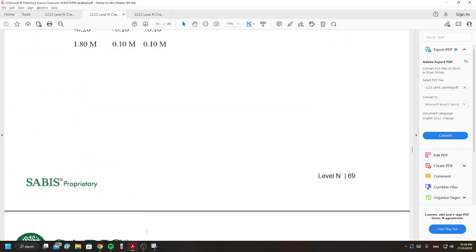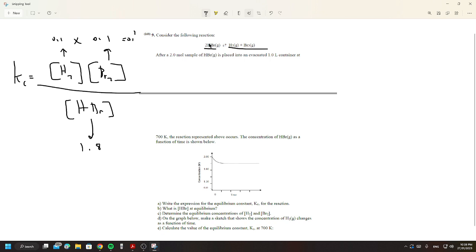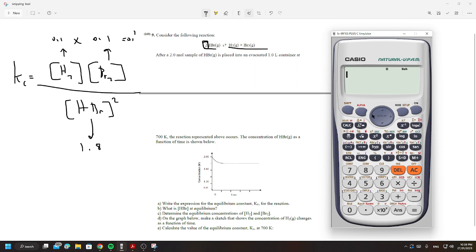Oh, I'm so dumb, it hurts. Guys, the coefficients, don't forget the coefficients, they matter. So this is squared. I did not notice the coefficients in this case. Okay, can we replay that? We can. Okay, so it's going to be 0.1 squared over 1.8 squared. My bad, guys.